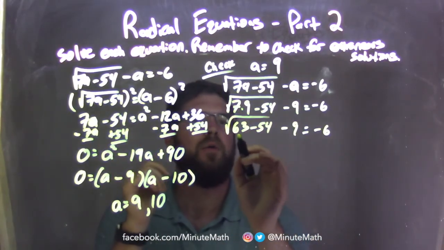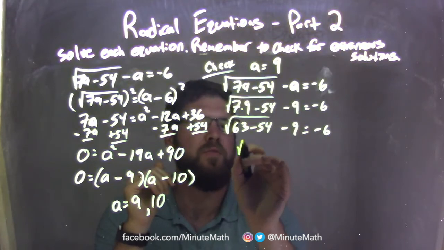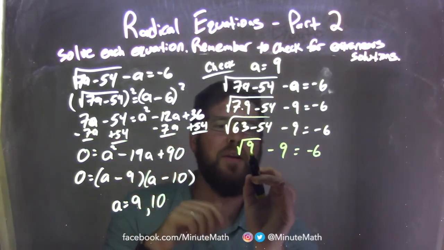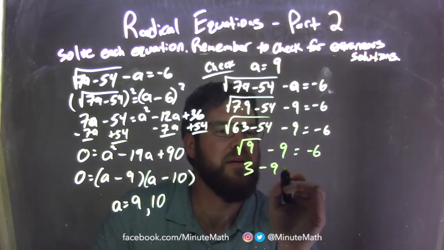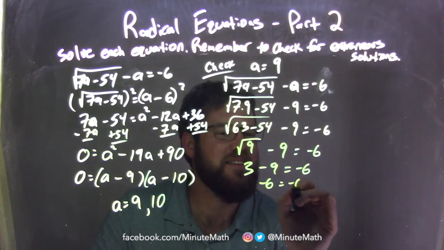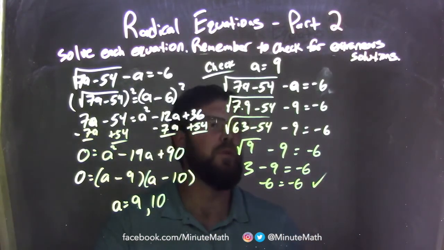So 63 minus 54 is a 9, so the square root of 9 minus 9 equals negative 6. Square root of 9 is 3. So 3 minus 9 is a negative 6. And does negative 6 equal negative 6? True. Fantastic. 9 is a real solution.